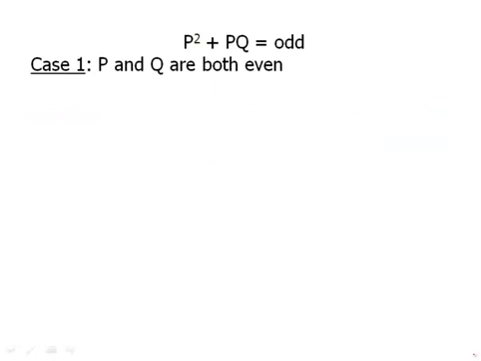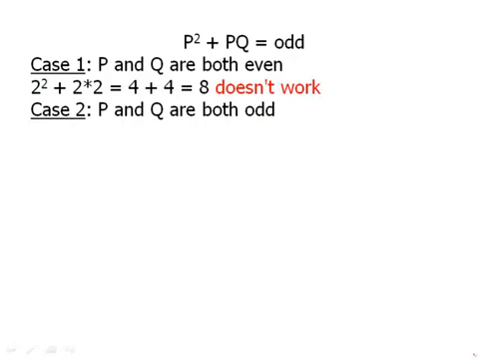Case 1. p and q are both even, so we're just going to plug in 2. p equals 2 and q equals 2. We get 2 squared plus 2 times 2, 4 plus 4 is 8. That's an even number. That doesn't work. We'll try both odd. Pretend that they're both equal to 1. p equals 1, q equals 1. We plug in, we get 1 plus 1 is 2, which is an even number. That doesn't work.